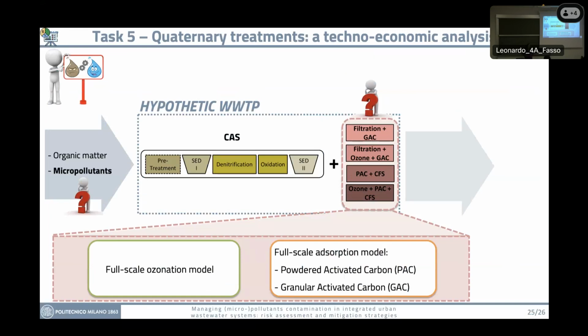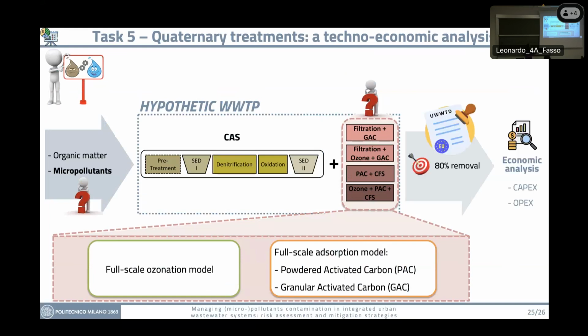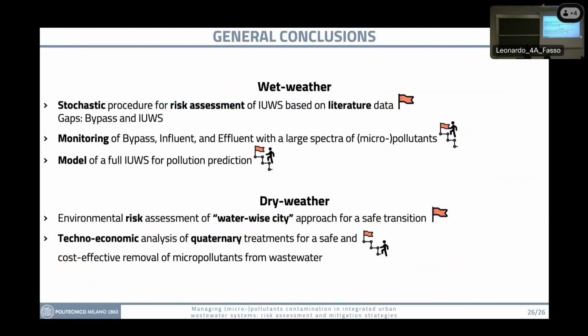And then we want to set a fixed removal, the 80% removal that is required by the directive. So with this set removal, we will look at the different combinations and see the costs, the OPEX and the CAPEX costs. And with this output, we can say whether we should implement one configuration or another one. This was all for this work.